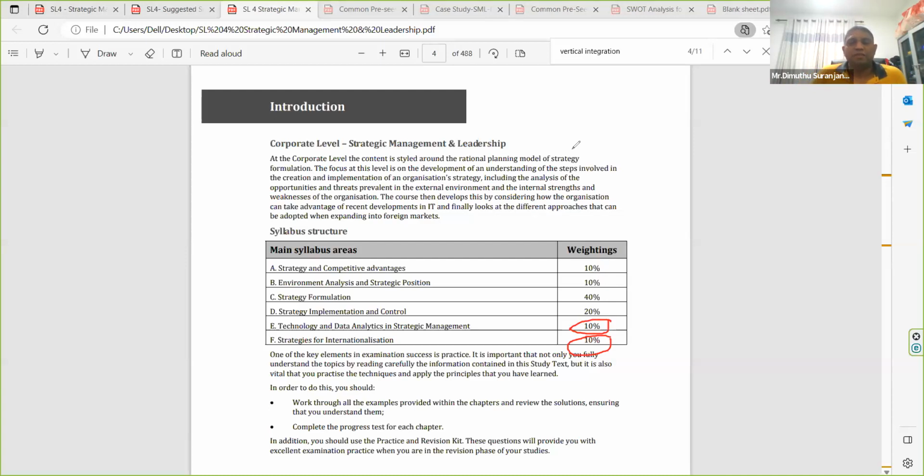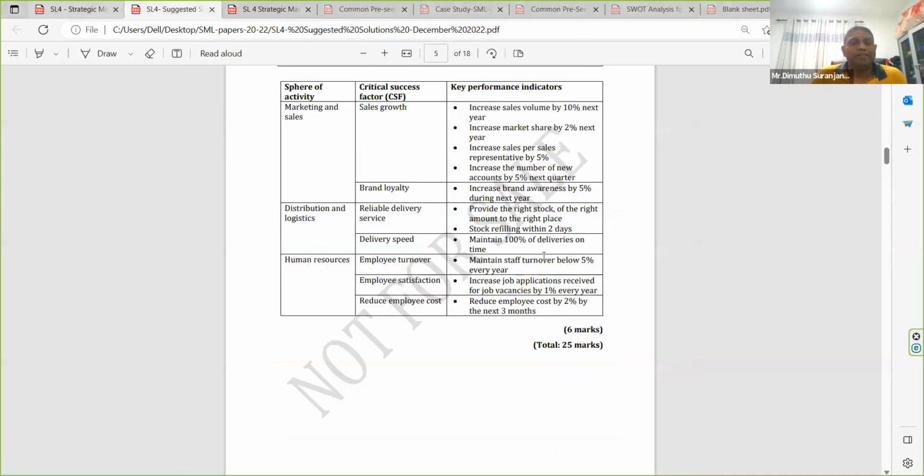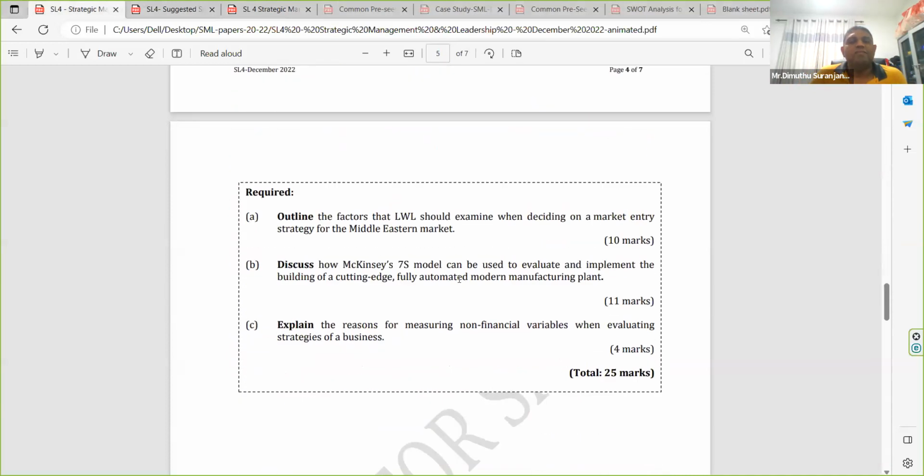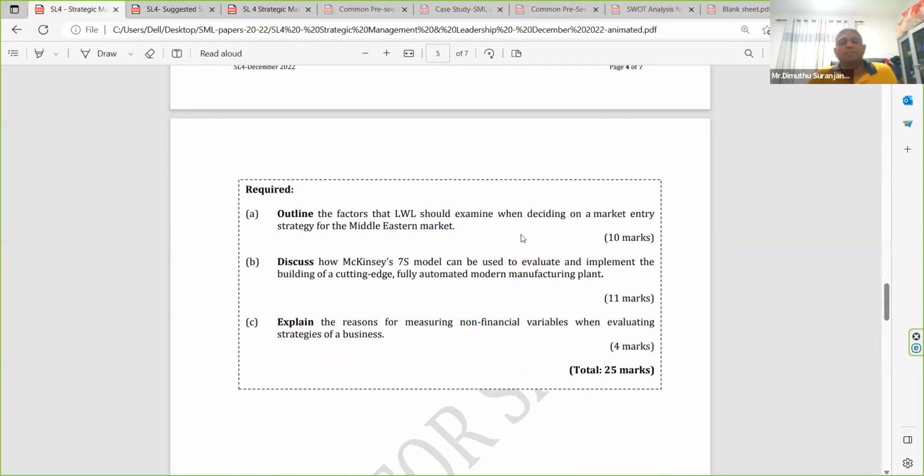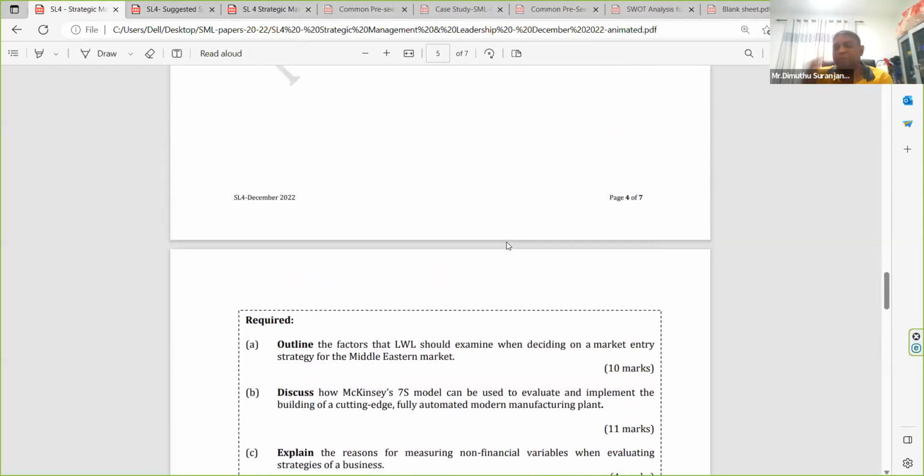So to make sure he's meeting this requirement, what he has done is he has checked the questions from that one. He has developed a scenario and tested a question from that. That's a 10-mark question.